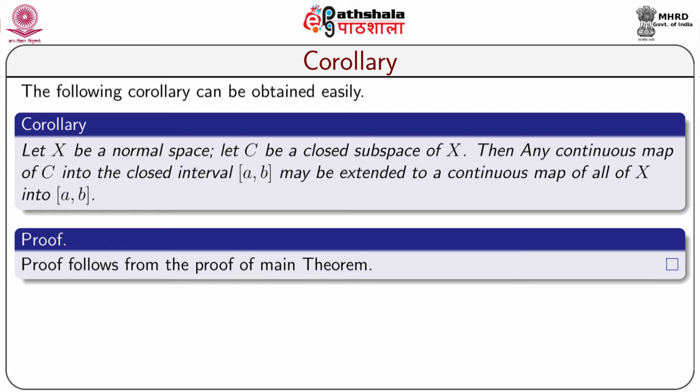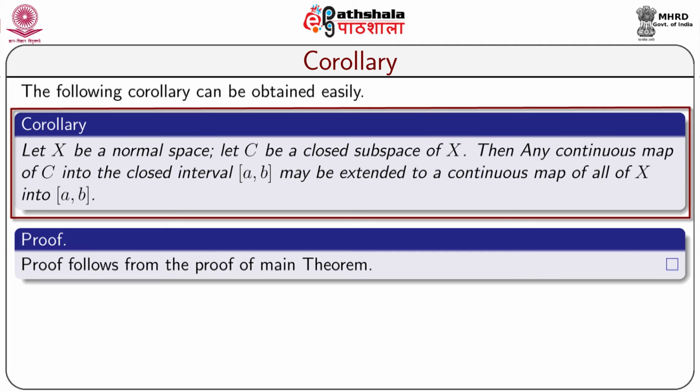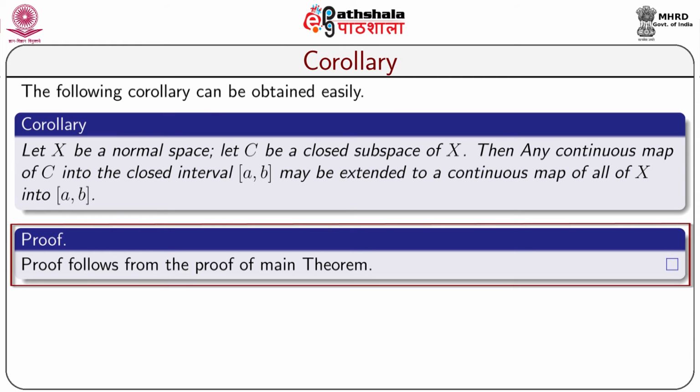So, Tietze extension theorem says that if X is a normal space and C is a closed subspace of X, then any continuous function from C to R can be extended all over X. This comes as a corollary of Tietze extension theorem, that any continuous function from C to any closed interval [a, b] can also be extended all over X. The proof follows the basic proof of our theorem.